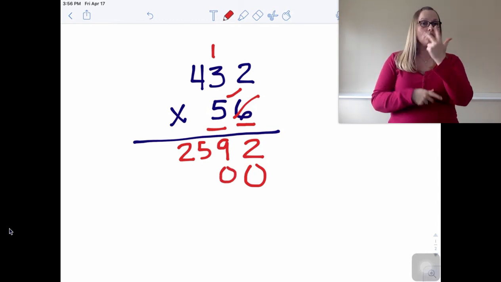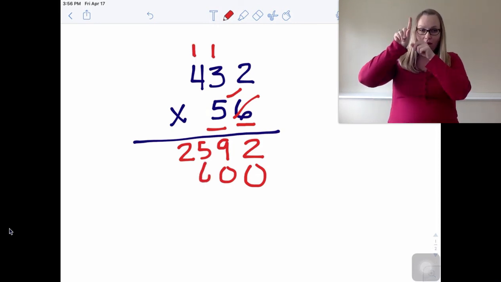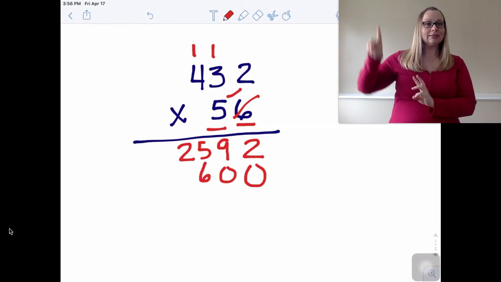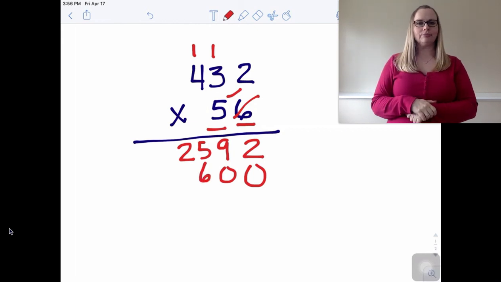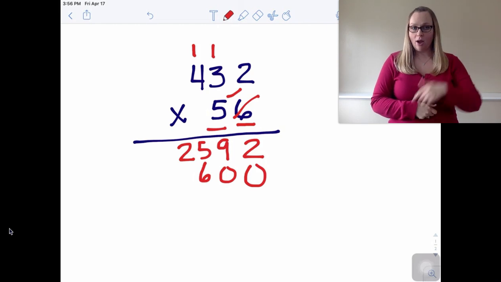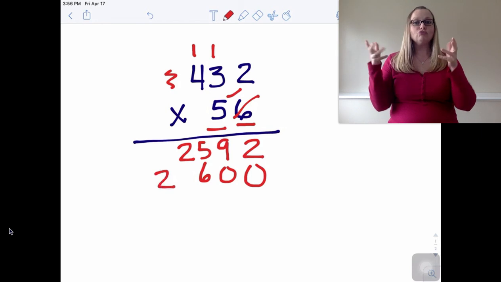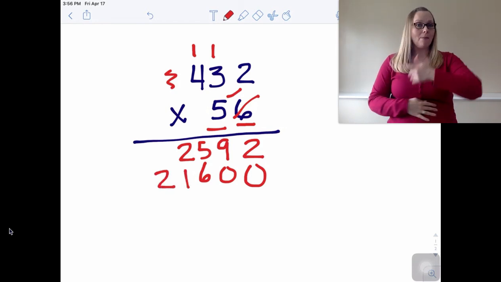5 times 3 is 15, plus 1 more is 16. We have to remember to add our carry. We put down our 6 and carry our 1. 5 times 4 is 20, plus 1 more is 21. There's no other number here to add a carry to, so we write our 21 in the second answer line.